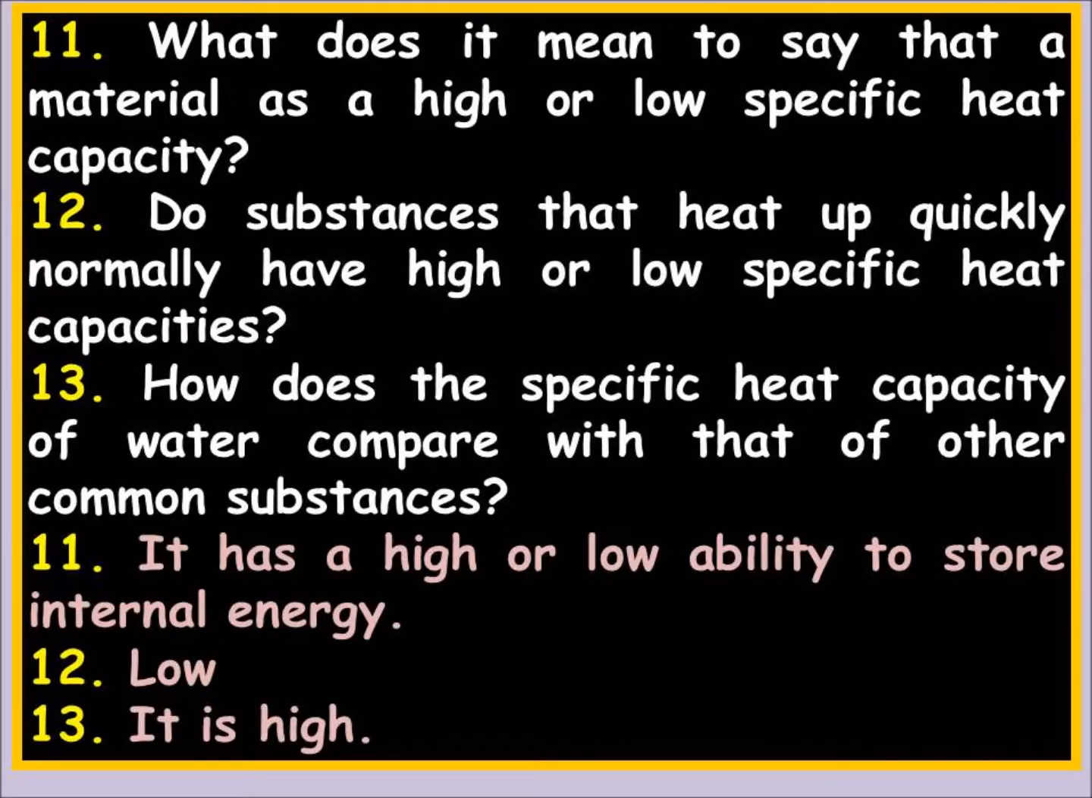What does it mean to say that a material has a high or low specific heat capacity? High specific heat capacity means that matter can store a lot of heat. It takes a lot of heat to change the material 1 degree Celsius. So water is 4.18 joules per gram degree Celsius. Iron is 0.45. So the water can contain more heat, as it has a higher specific heat capacity.